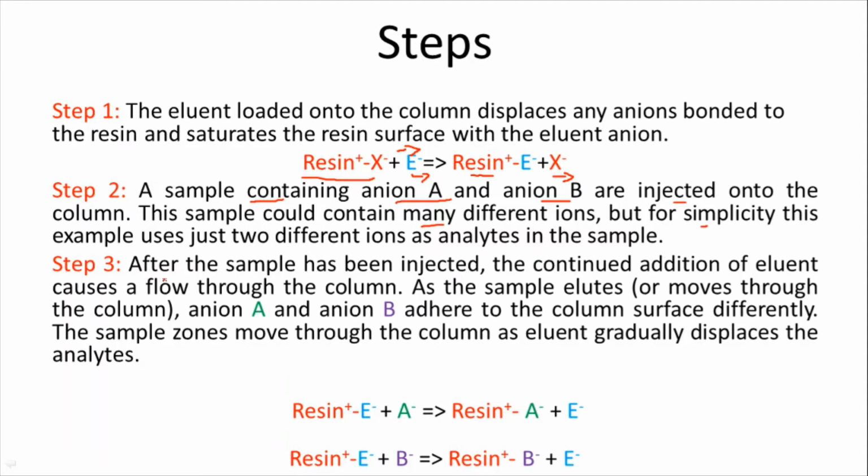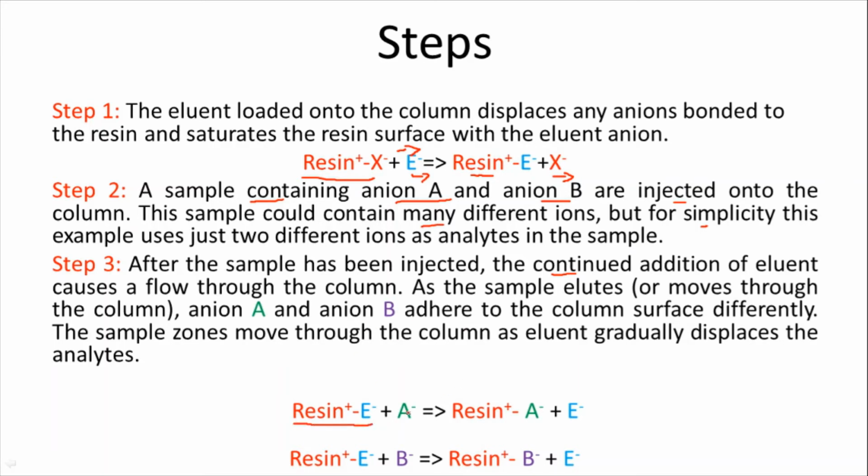Okay. Step 3, after the sample has been injected, the continuous addition of eluent causes a flow through the column. We are adding the eluent in the form of continuous addition. It causes the flow. Flow means the eluent migrates in the column. First, sample A is an anionic sample, and sample B is also anionic. The activated resin is here.